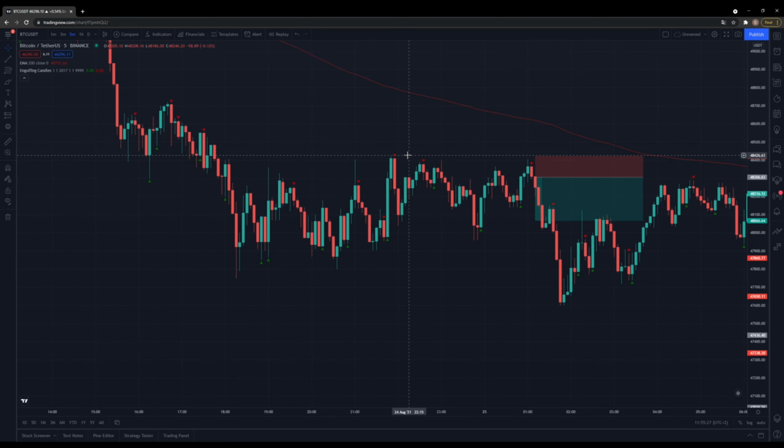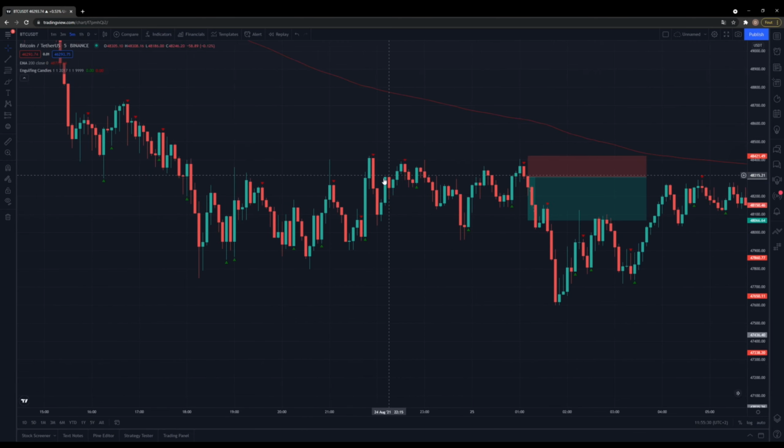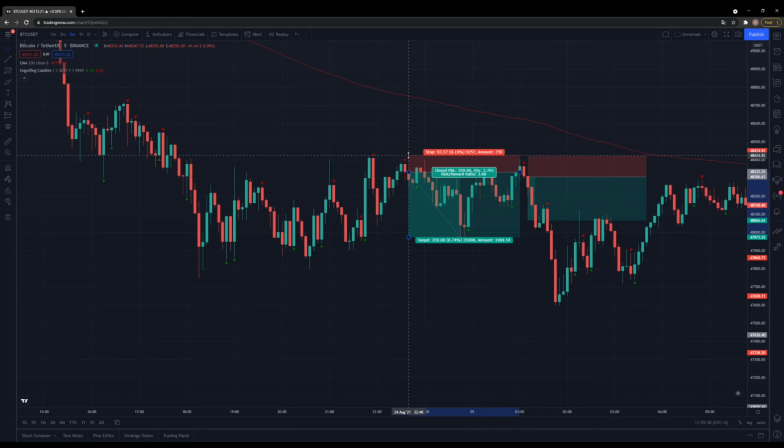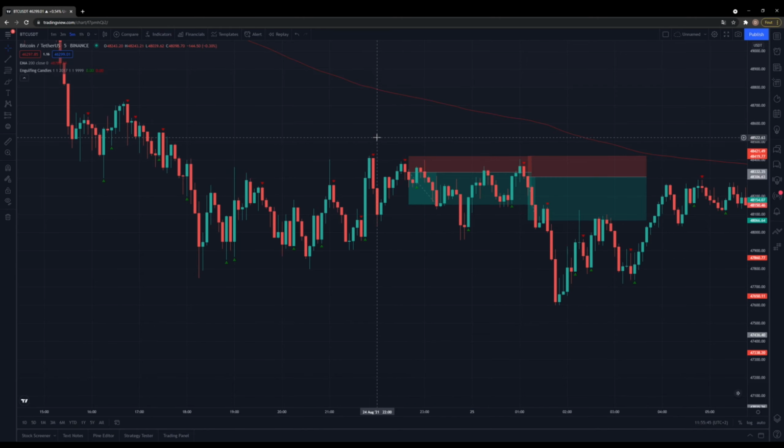This was a nice one. Let's go for the next one. We have one here. See if we can make this one. Entry here. 9, 18. Didn't hit here. But we are quite lucky there. So this one is fine as well.